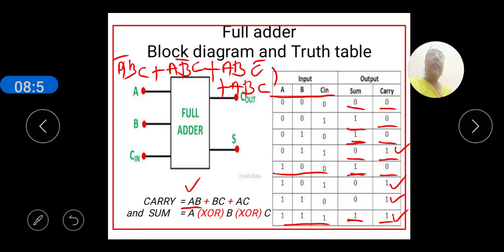Then you combine the second term with the fourth term, you will be getting AC into B plus B bar, which is simply AC. Then combine the first term with the fourth term, you will be getting BC into A plus A bar, which is simply BC. So carry is equal to AB plus BC plus AC. So it is required to use 3 2-input AND gates and 1 3-input OR gate to design the circuit for carry.